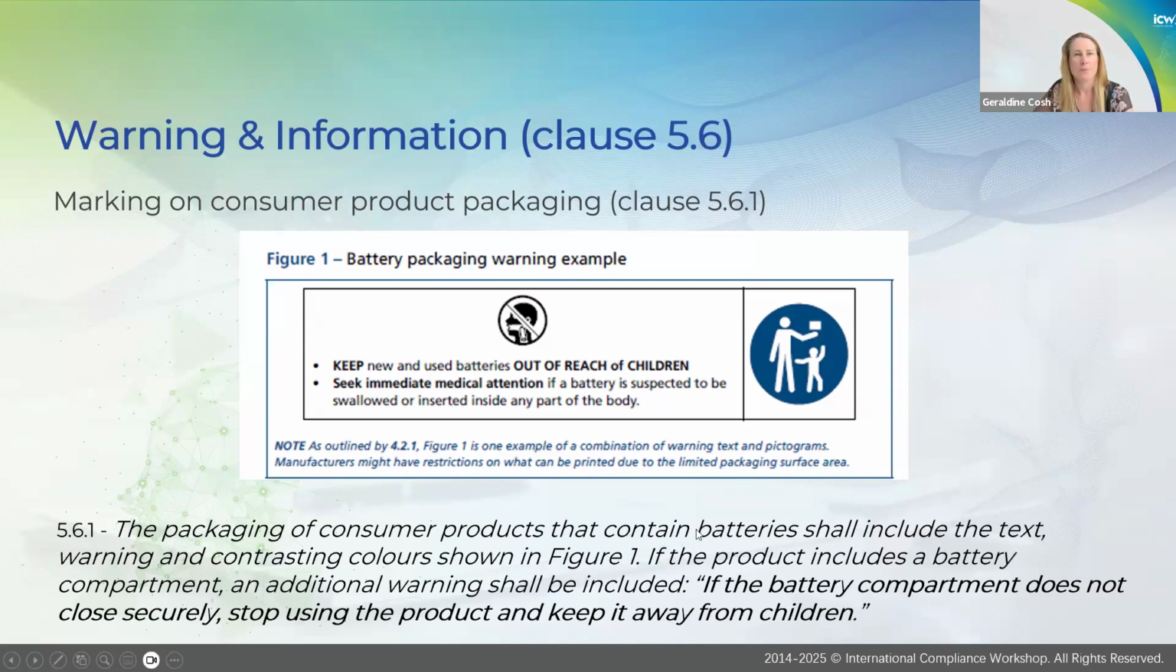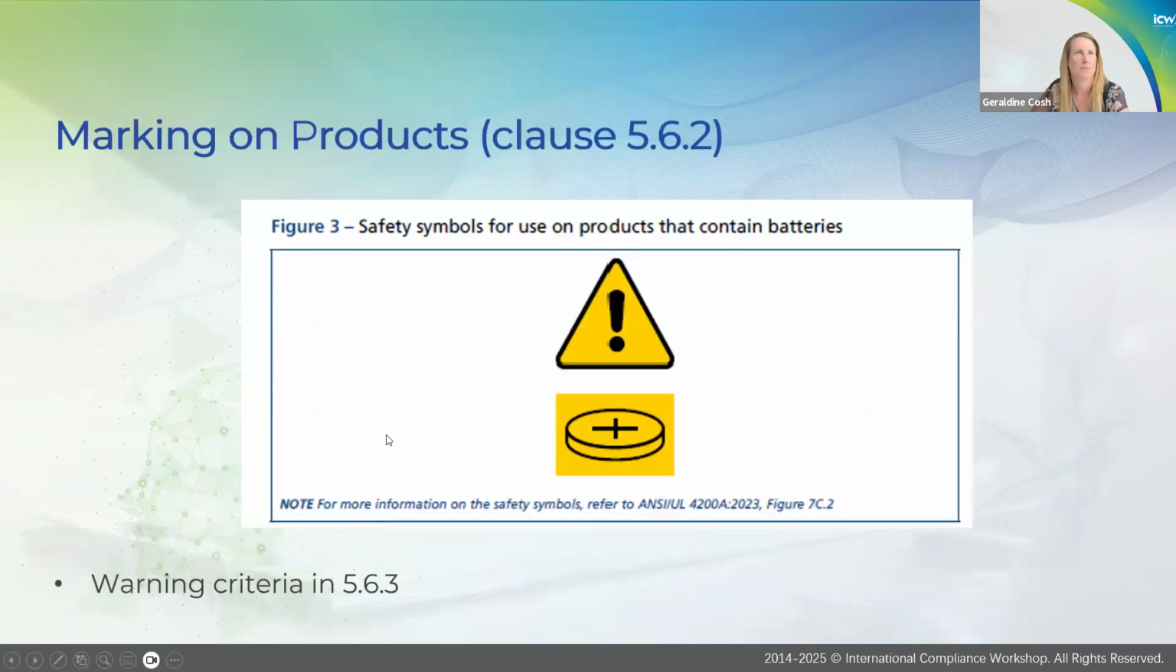And then it talks about the packaging of consumer products that contain batteries, which shall include the text, and there's specified information about the contrasting colours, etc. If the battery compartment does not close securely, stop using the product. And I have a product here that I use to open my blind. Sounds very fancy, but the mechanism here comes out really easily because over time, with opening and closing, it's not secure anymore. And it's really important that the consumers are aware of that.